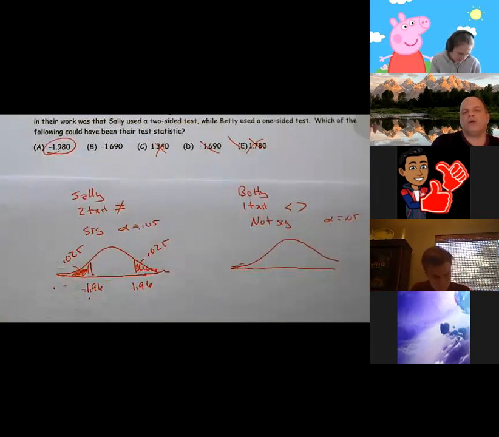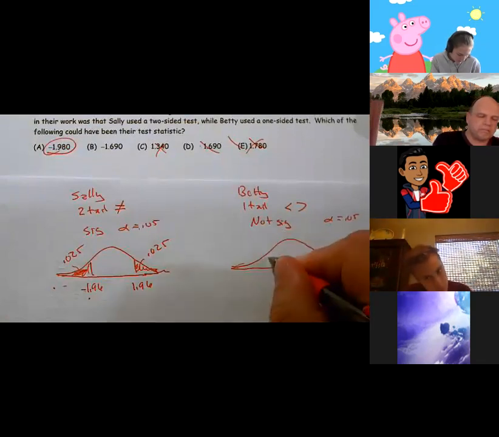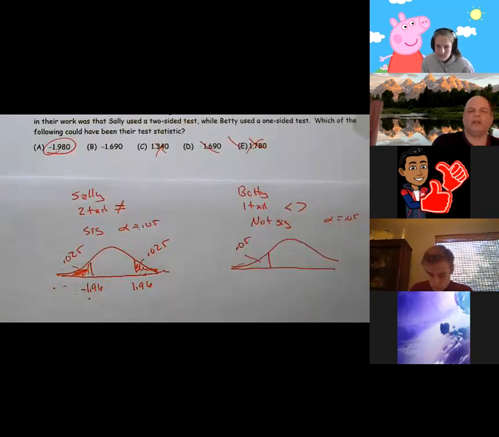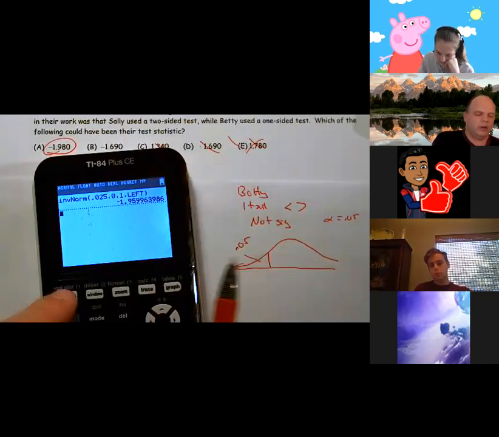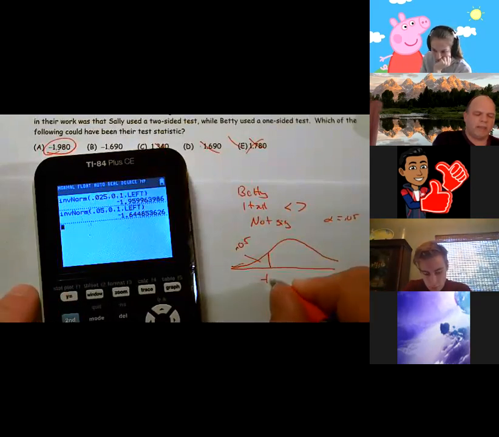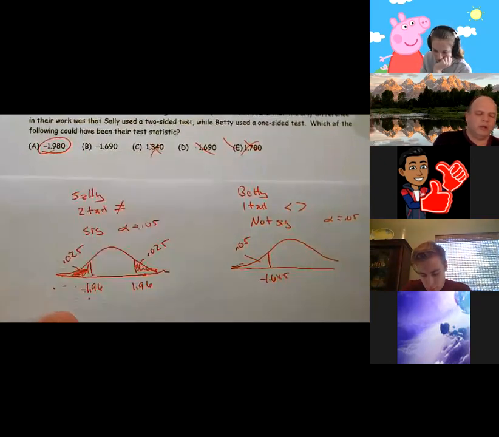But your question is, well, wait a second, Betty didn't reject. What if she did a one tail lower tail? We don't know if she did, but let's just assume that she did. So let's do this. Second var's inverse norm, 0.05. Anything below negative 1.645 would have rejected. Well, that's below 1.645, so it can't be that. How did she not reject? That would have been if it was a lower tail.